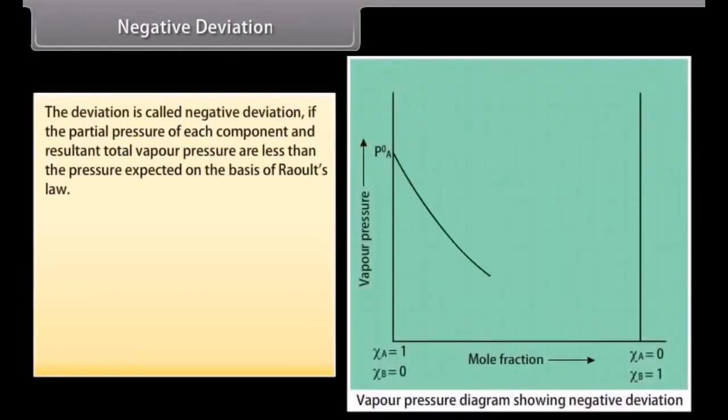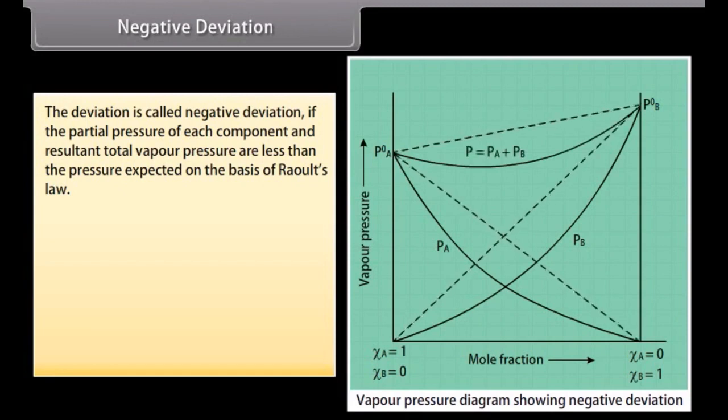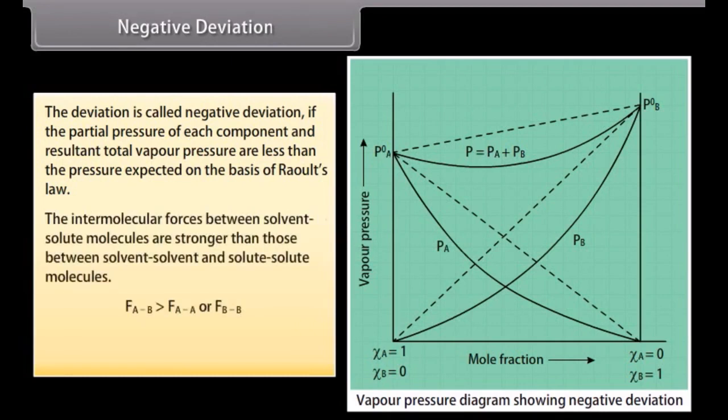Negative deviation. The deviation is called negative deviation if the partial pressure of each component and resultant total vapor pressure are less than the pressure expected on the basis of Raoult's law. For example, the solutions of water-nitric acid and chloroform-acetone show negative deviation. The intermolecular forces between solvent-solute molecules are stronger than those between solvent-solvent and solute-solute molecules. This shows that the vapor pressure of the solution will be lower.